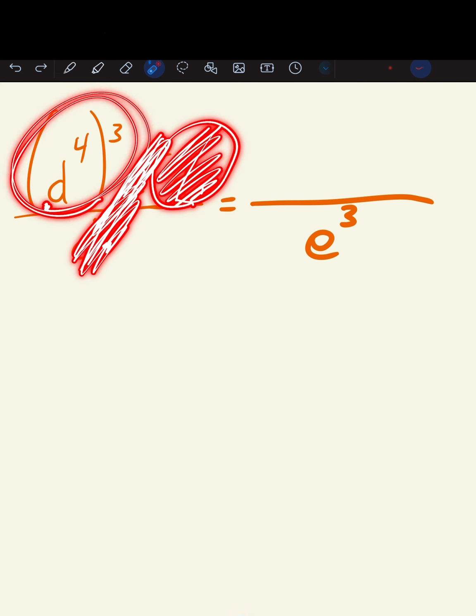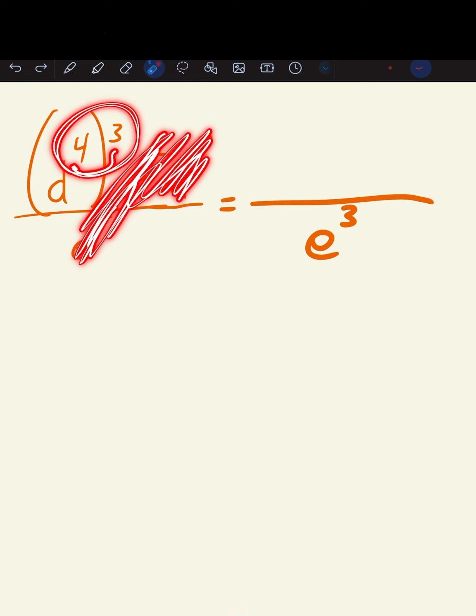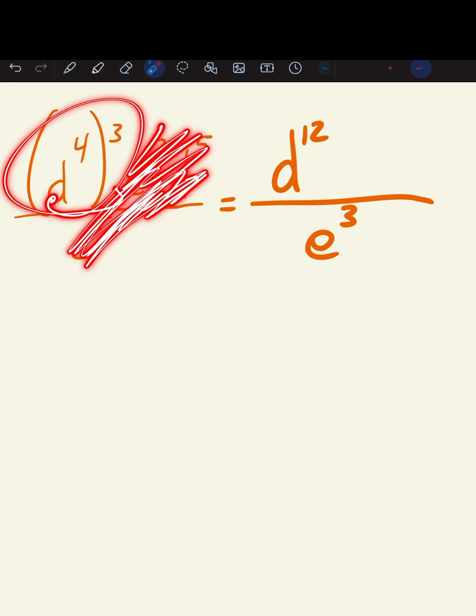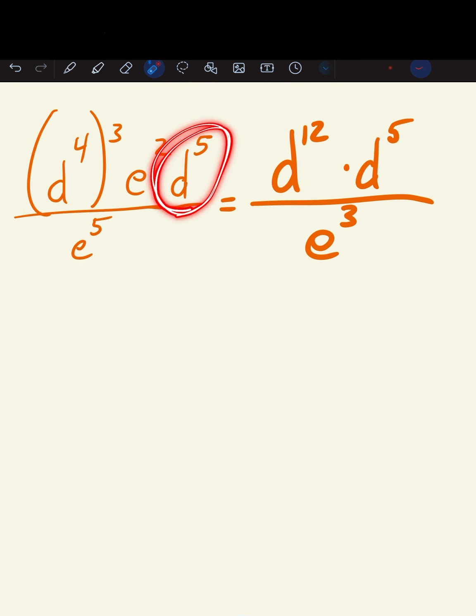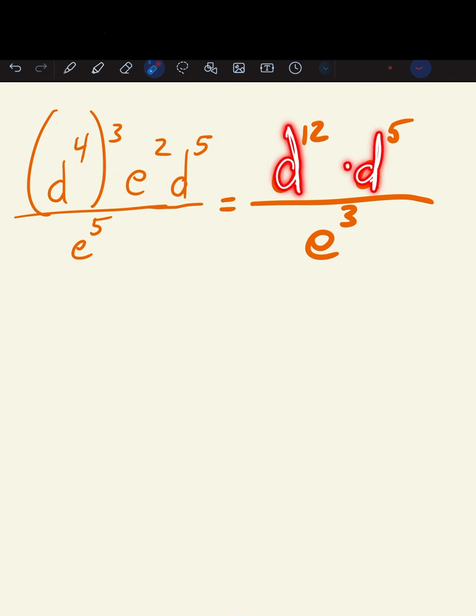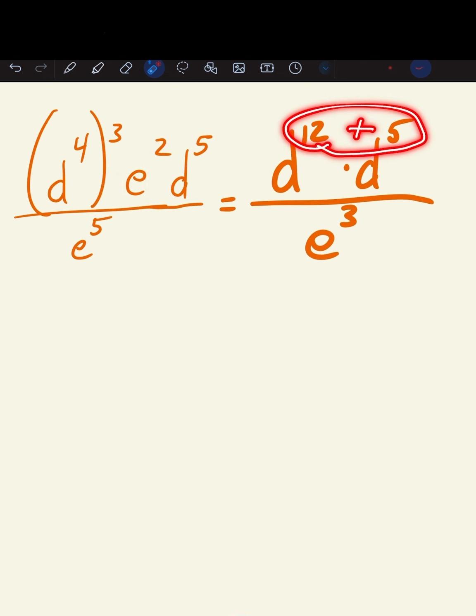Let's focus on the stacked exponents. And again, with stacked exponents, we multiply. So 3 times 4 would simplify this piece into d to the 12. And again, we haven't touched that d to the 5 yet, so we'll just bring it on over. But all these things up top are multiplying, so now our d to the 12 is multiplying by that d to the 5. If we multiply with the same base, we add the exponents.